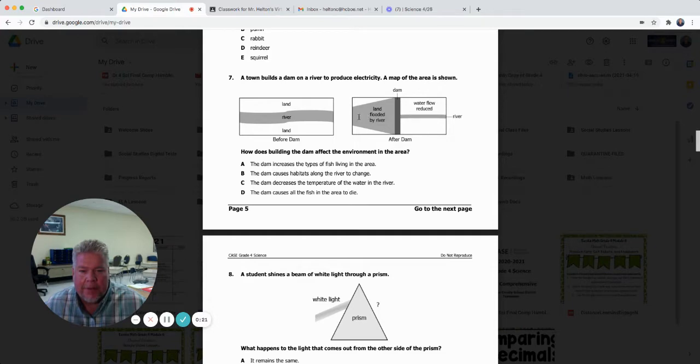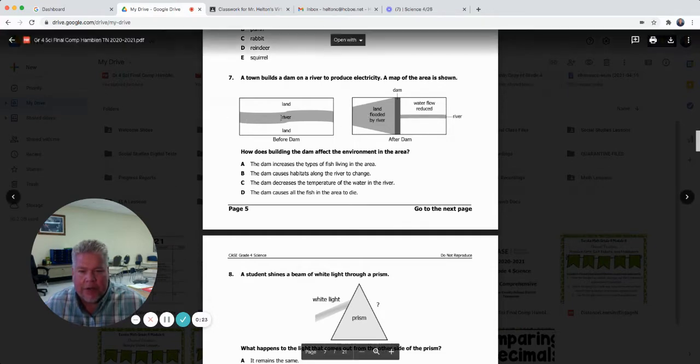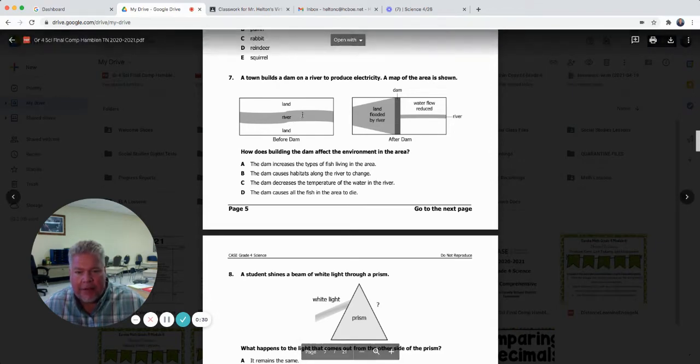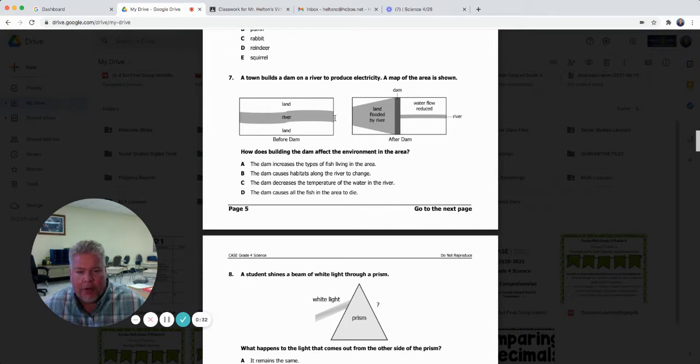Okay, so it's hard to see what this graph is showing, but there's the river. If we build a dam across this way, that's what that is. And so on this side of the dam, it flooded the land. And on this side, not much water is flowing anymore. So how does building the dam affect the environment in the area?